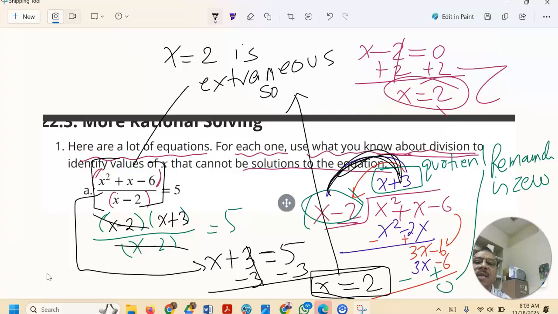Extraneous solution basically means it seems to be a solution, but it is not, because you can see the denominator has x minus 2. And if you plug in x equals 2, the denominator becomes 0, and you can't have that.